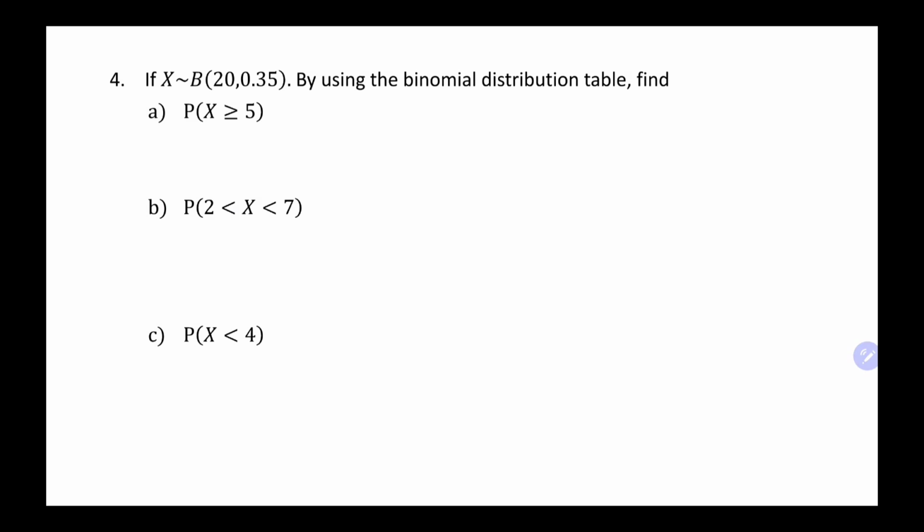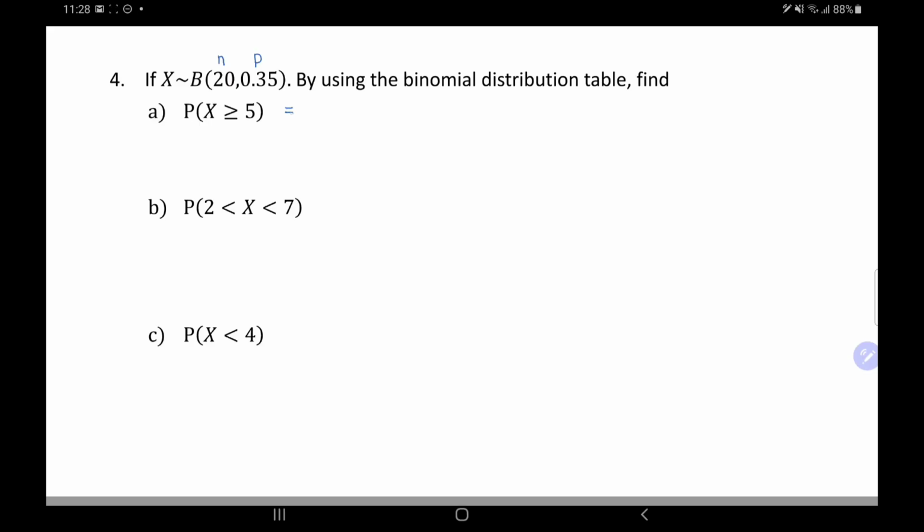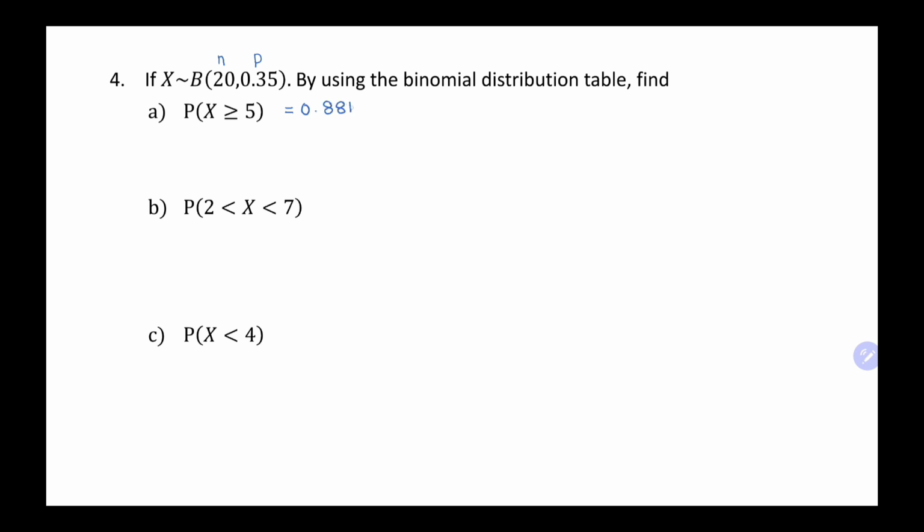We look at question number 4. If x is binomially distributed with n equals 20 and p equals 0.35, by using the binomial distribution table, find. Now for this question, we just solve using the binomial distribution table. Question A, x greater than or equal to 5. Since it is in the sign greater than or equal, we can directly use the binomial distribution table. So we look at our table: n equals 20, p equals 0.35 and r equals 5. So we have the answer 0.8818. So we copy 0.8818.